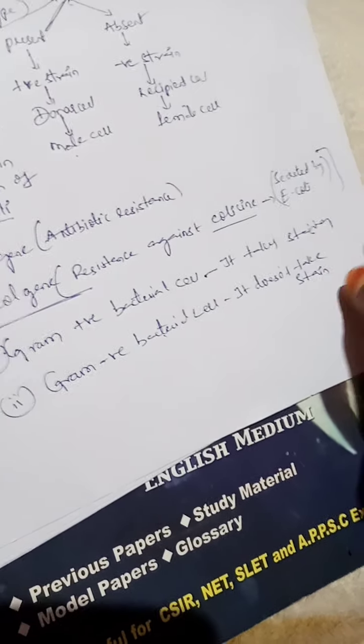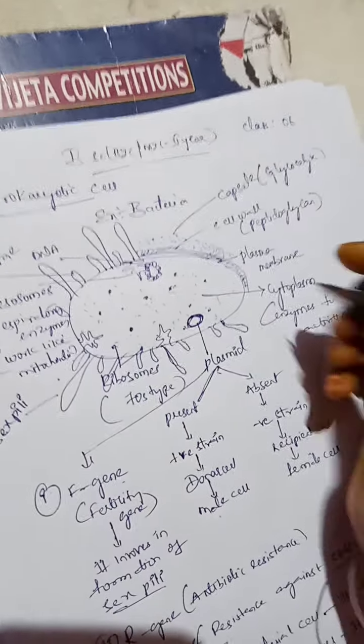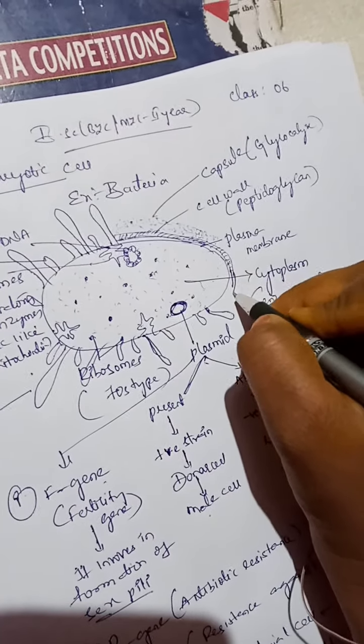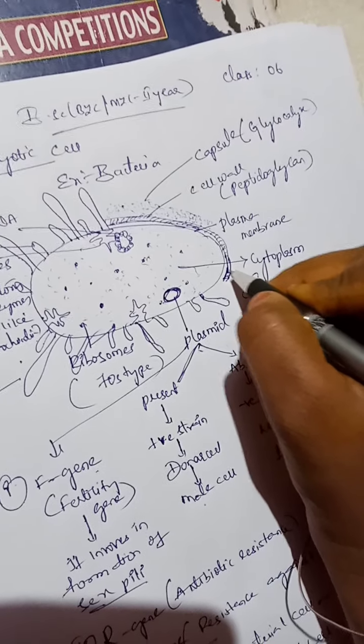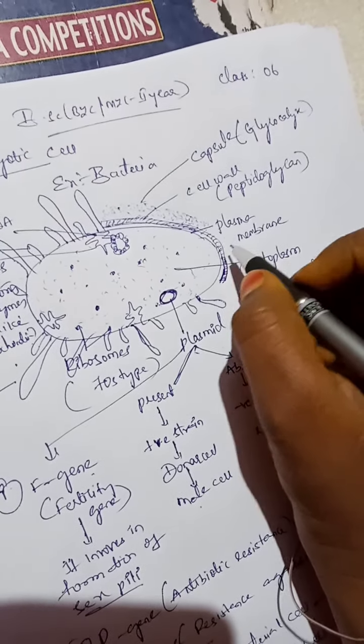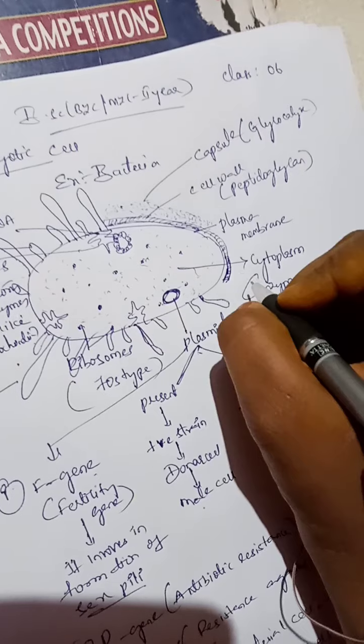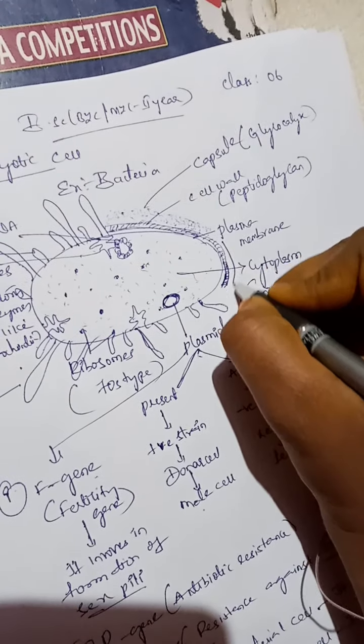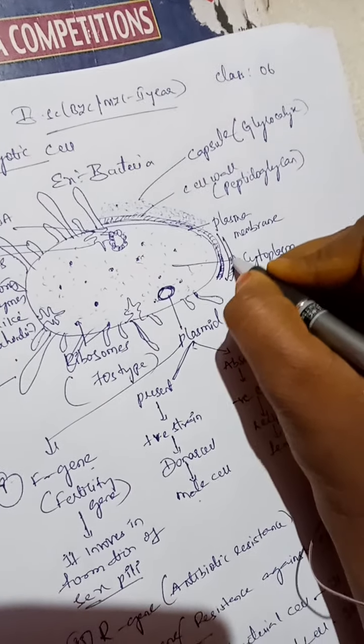Let's see once again. We have discussed the plasma membrane, and outside the plasma membrane there is a cell wall present, right? But in some bacteria there is an extra layer present.